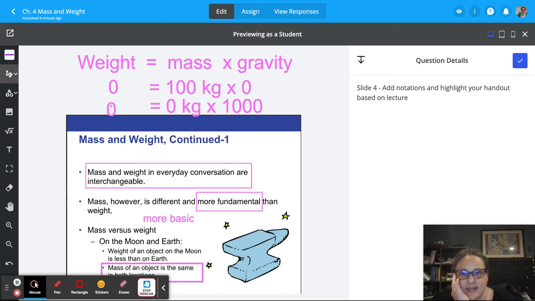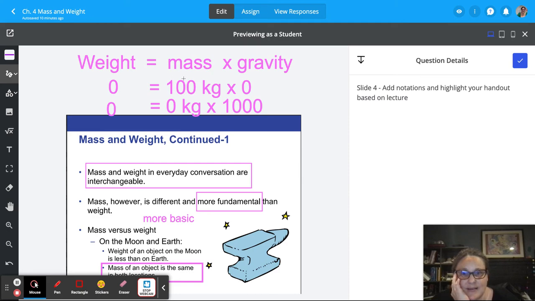To show you a mathematical example of that, weight equals mass times gravity. If I have a mass of 100 kilograms, but I have 0 gravity, then I have 0 weight. If I have a lot of gravity, but no mass, I also have no weight. So it is possible to have mass without weight, but it is not possible to have weight without mass. If there's no mass, it doesn't matter how much gravity there is, you don't have any weight.